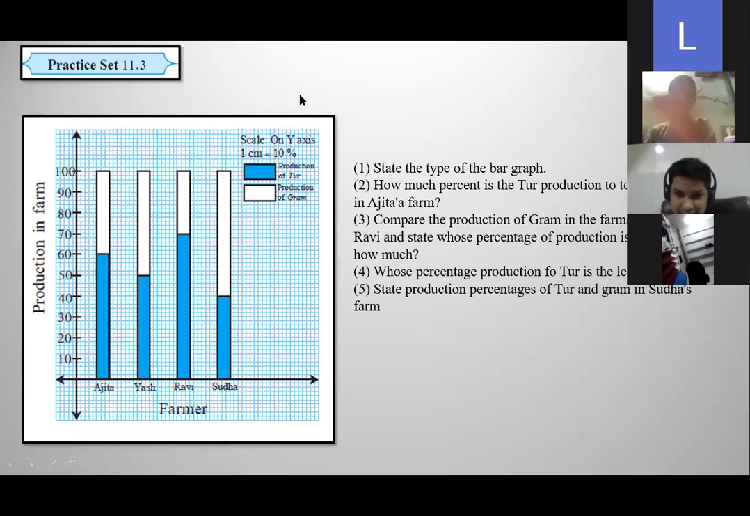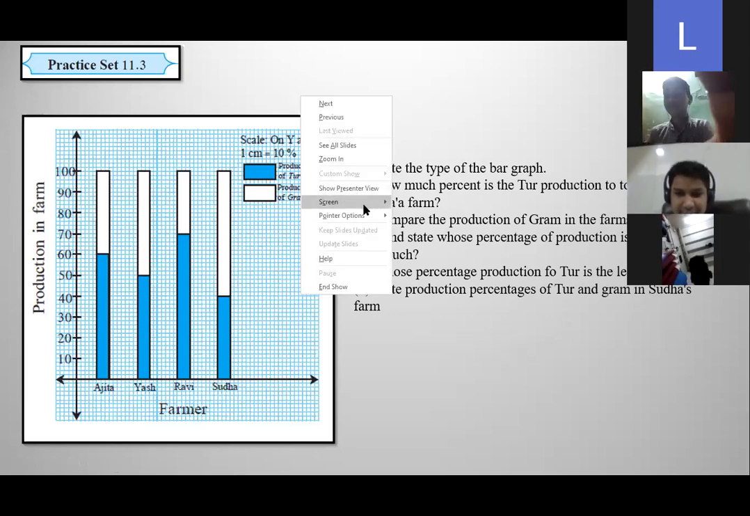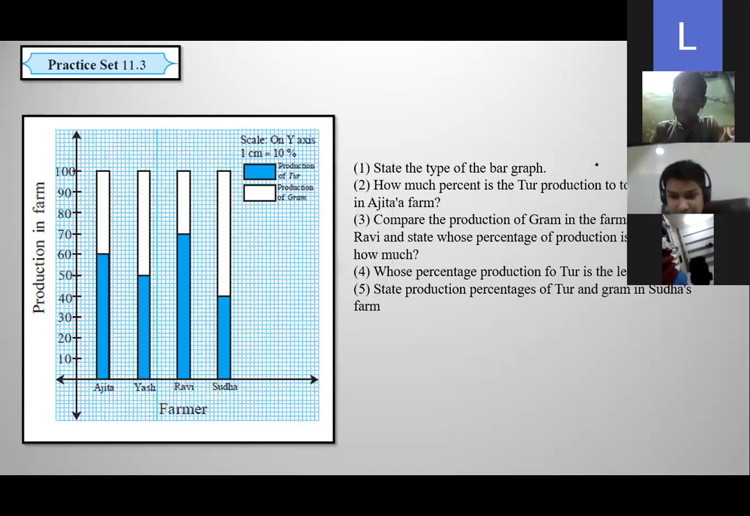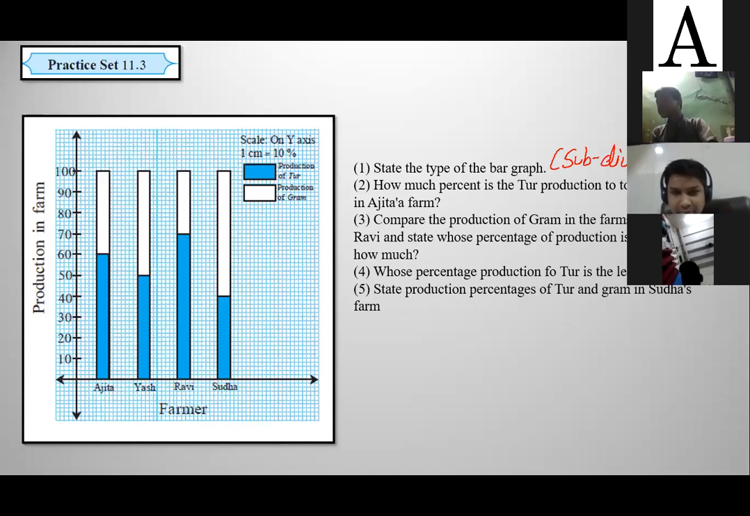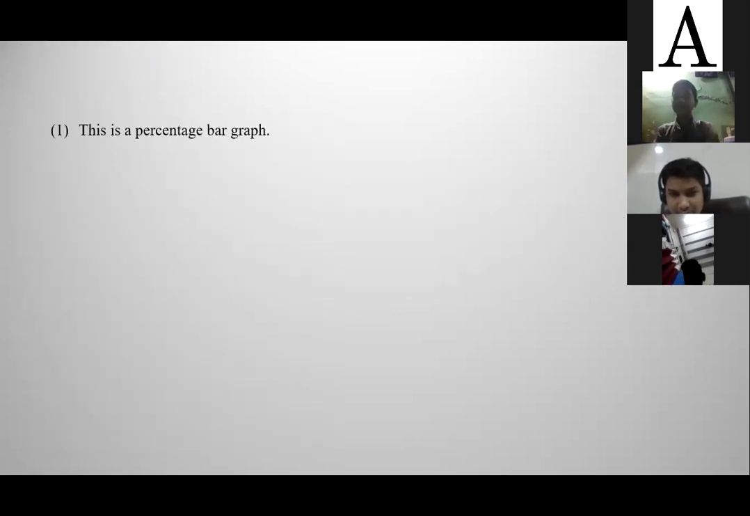Will it be subdivided, divided, percentage? Percentage, correct. So the first one is subdivided percentage bar graph.